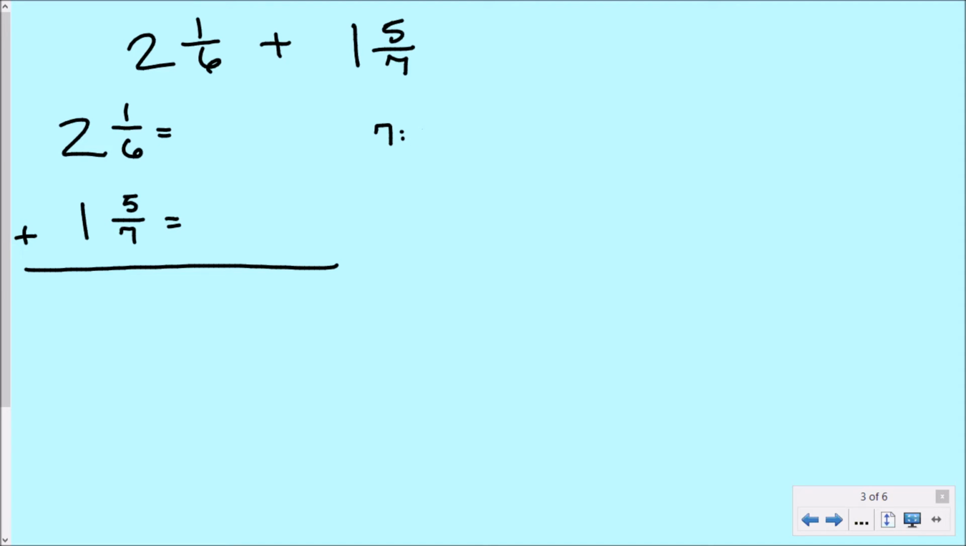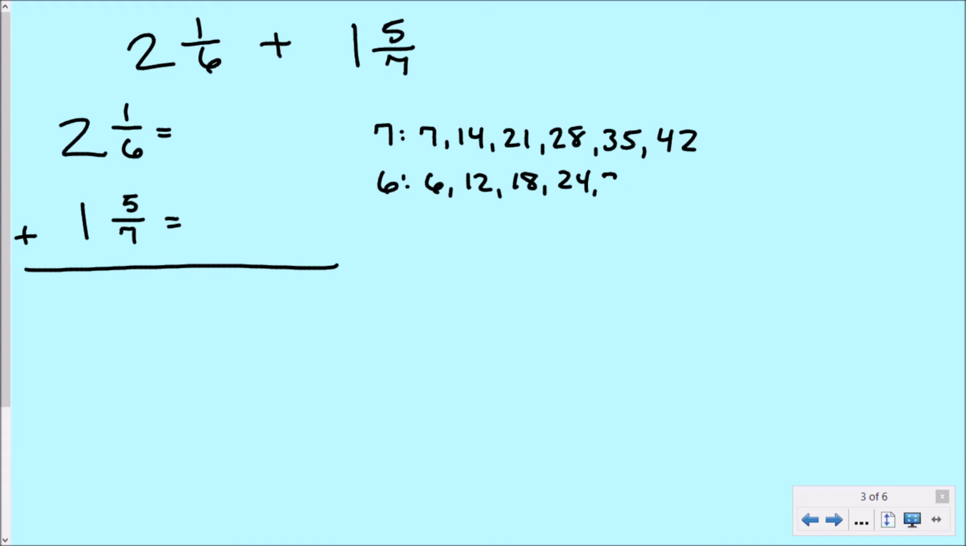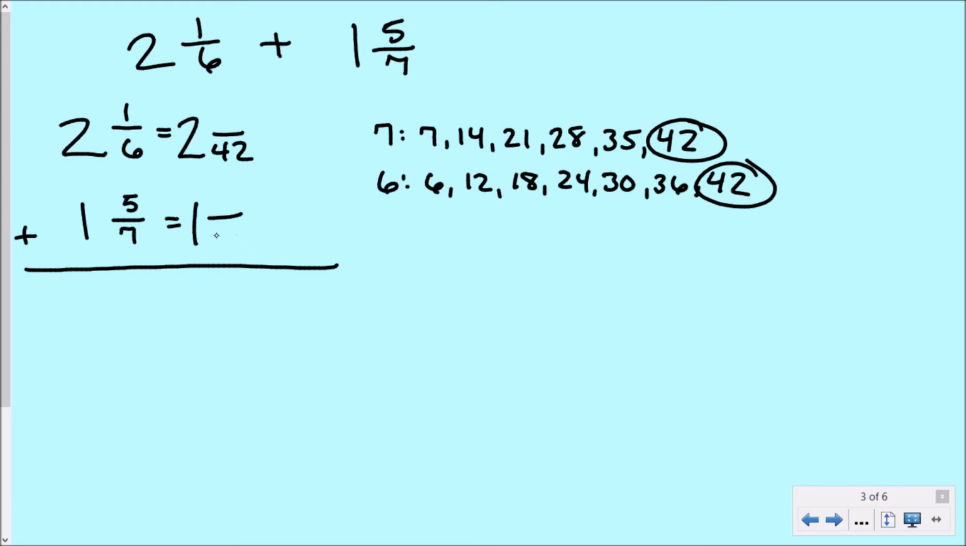We're going to start with 7, 14, 21, 28, 35, 42. I'm going to stop at 42 because that's the sixth multiple of 7. List out the multiples of 6: 12, 18, 24, 30, 36, and 42. So the LCM of 7 and 6 is 42. So my new denominator is going to be 42 for both of these mixed numbers.